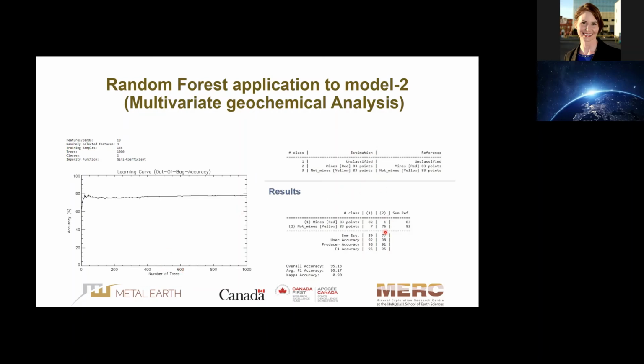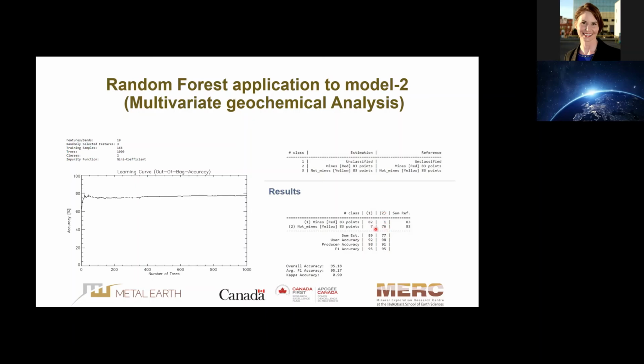What we're seeing here is that in our high prospective zones, or potential zones, which are labeled by 1, and our non-potential zones by 2, we can see 82 of our VMS occurrences occur and are predicted well in our high probability zones, where only 1 falls in the non-prospective zone.